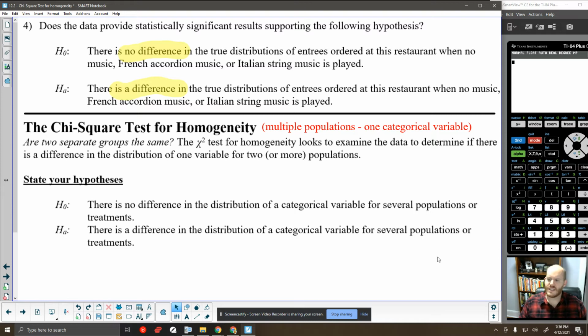We essentially use this test anytime we have multiple populations or treatment groups, and we're looking at the distribution of a single variable. In this case, my single categorical variable is type of entree ordered. And my populations, or my treatment groups, are the three kinds of music that the individuals are being subjected to. So that's the general chi-square test for homogeneity. Multiple populations, one categorical variable. Is this distribution of the categorical variable the same or different across those treatment groups? So that's what we're looking at.